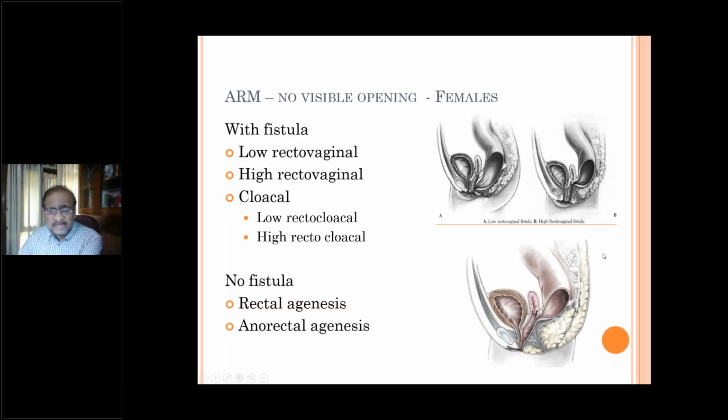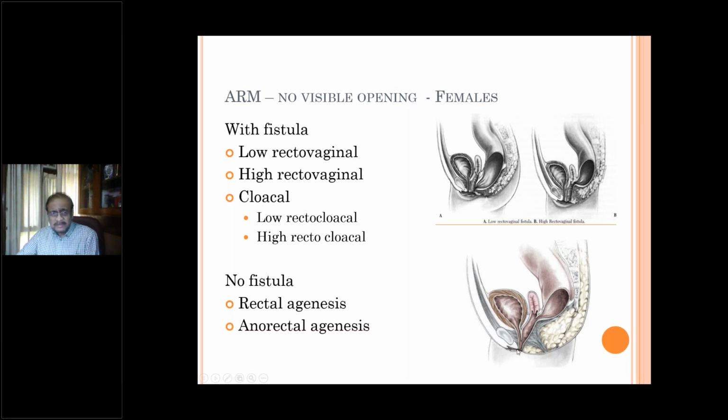In the females, you can have either here. See, this is the vagina. Can you see the vagina? So it's opening below or it's opening high in the vagina, high vagina in the fornix. So you can have a low rectovaginal, high rectovaginal, or you could be having this kind. See what's happening out here. One common opening: bladder, vagina, and fecal.